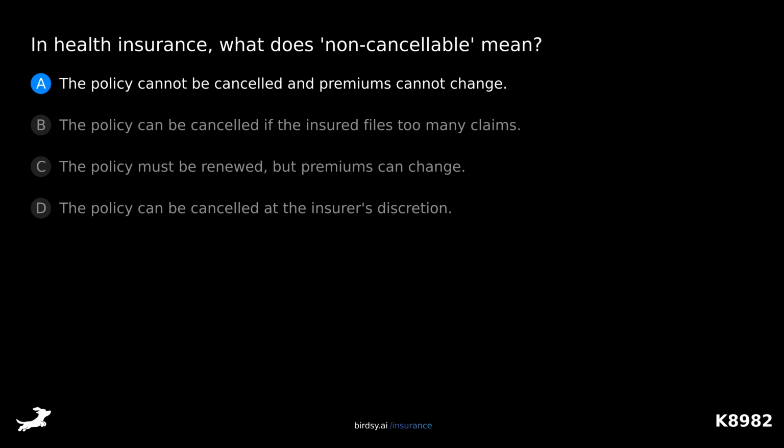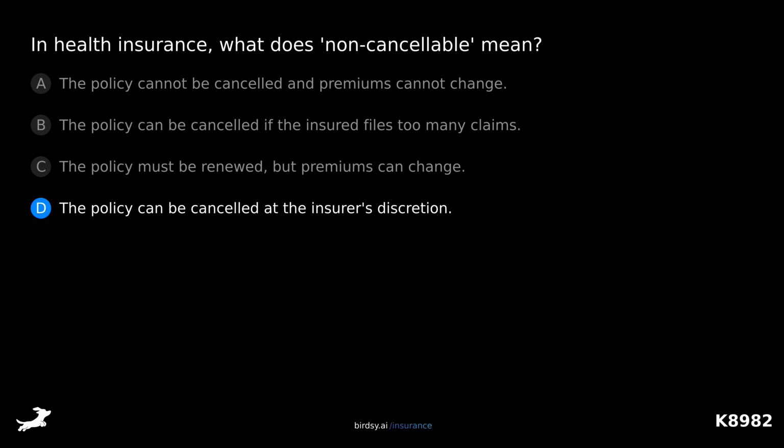In health insurance, what does non-cancelable mean? Is it A, the policy cannot be canceled and premiums cannot change? B, the policy can be canceled if the insured files too many claims? C, the policy must be renewed, but premiums can change? Or D, the policy can be canceled at the insurer's discretion?